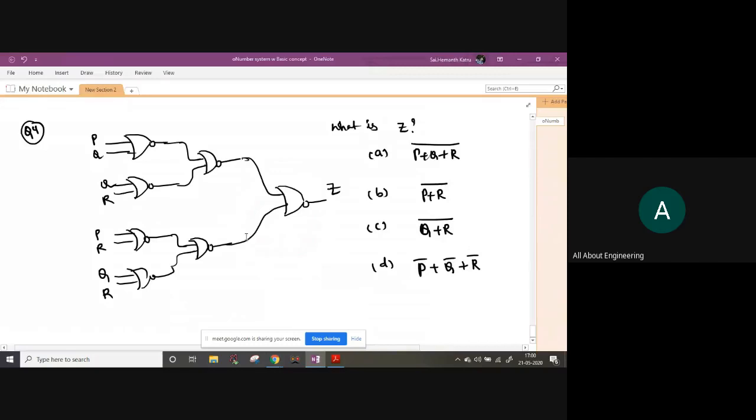So this was a previous GATE question. You try to answer this. What will be the value of Z here? So all these are NOR gates. P Q, Q R, P R, Q R. And find the expression for Z. Comment your answer.